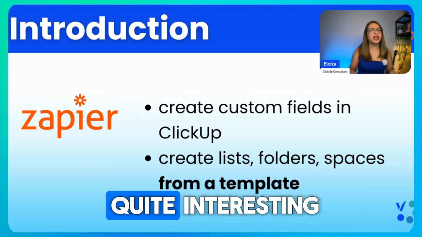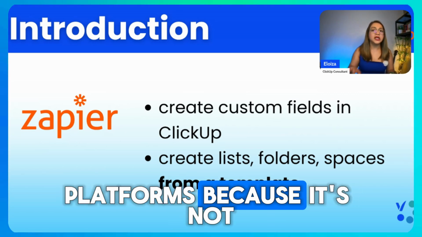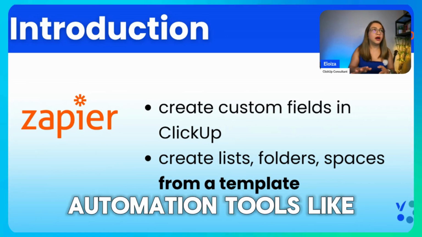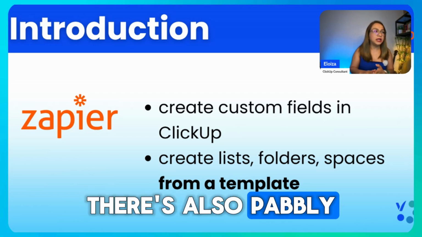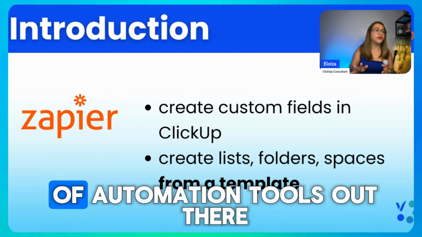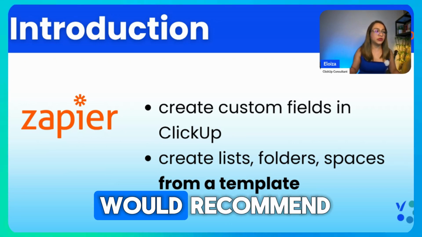So it's quite interesting. It's quite weird that it's not available with other platforms because it's not only Zapier and Make. There are also other automation tools like N8N. There's also Pabbly, IFTTT. So there's a lot of automation tools out there. These are my top picks and what I would recommend.